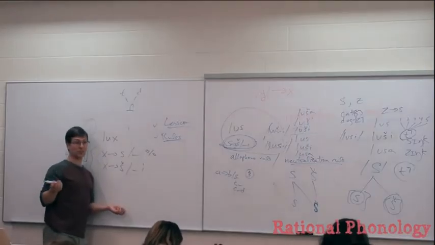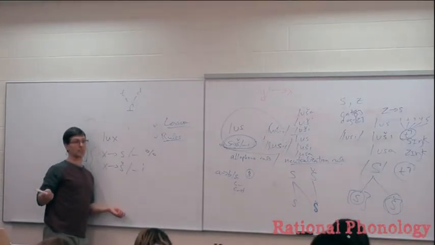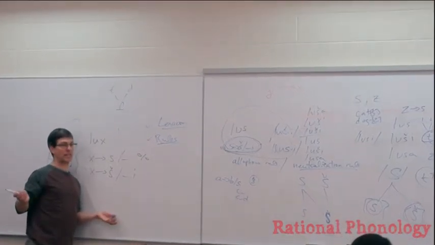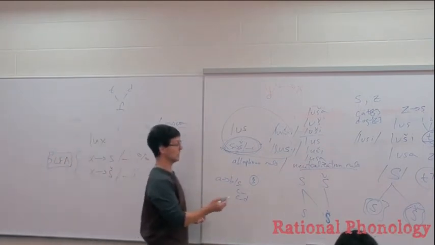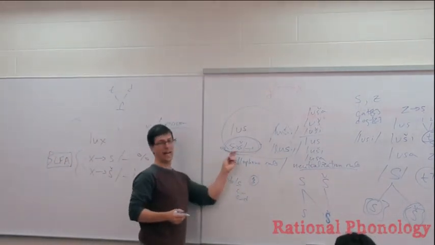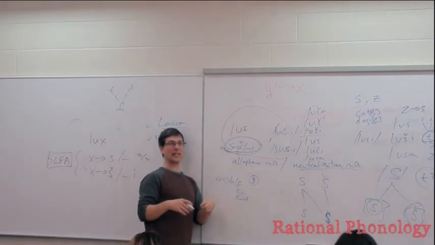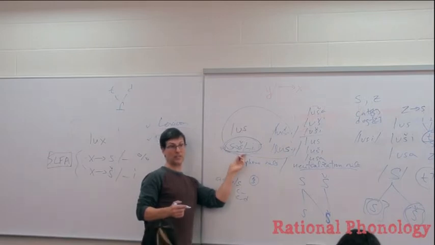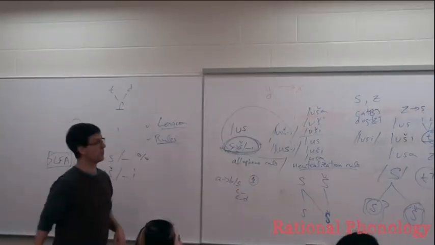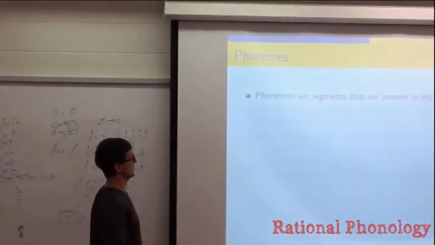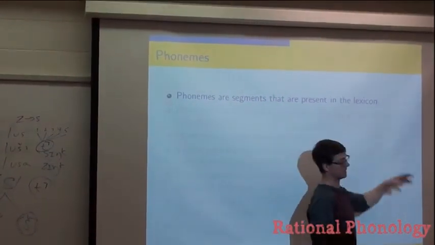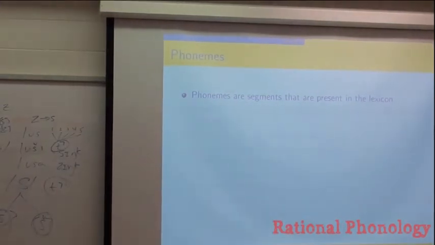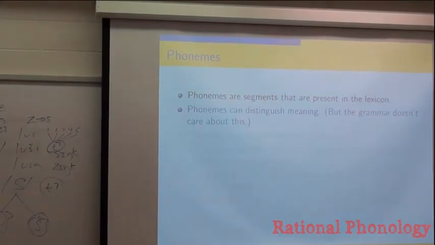Part of the reason this is confusing is that the traditional notion is incoherent. And we're being coherent. We're just saying, we don't care about the name allophone. We just know that there's rules, like S becomes sh before I. I don't care what's in the lexicon. I don't care how many segments you come from. All we care about is that segments can change to other segments in some way. Okay, so we don't use phonemes either, right? So phonemes in the traditional term are segments that are present in the lexicon, and phonemes can distinguish meaning, and you get minimal pairs. The grammar doesn't care about any of this, right?